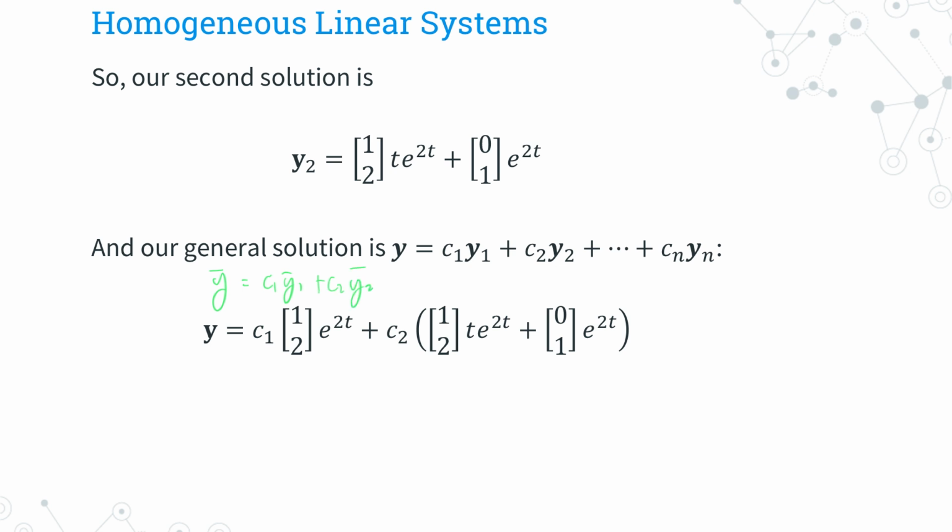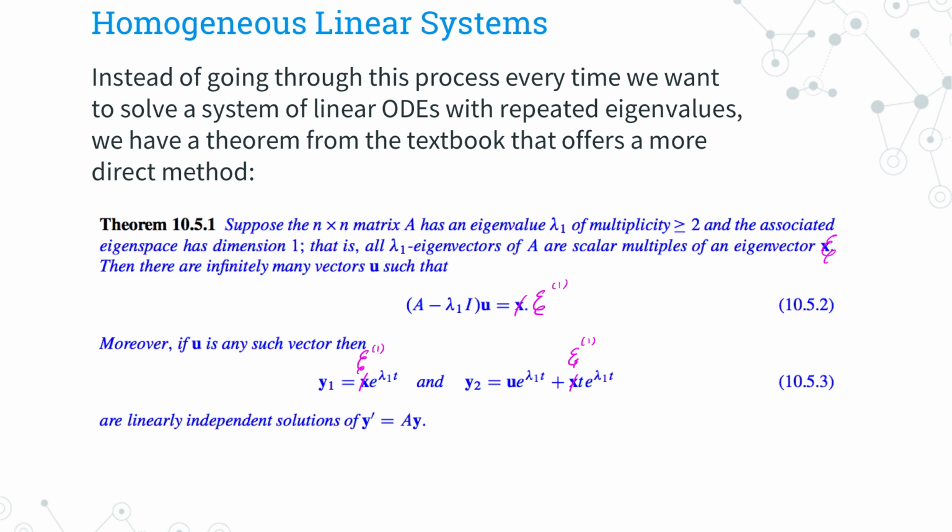And so we end up with c1 e to the 2t times 1, 2 plus c2, and then we have that entire solution from up here. But there has to be a better way, right? This seems a little complicated considering the number of problems we're going to have to do. So instead of going through this whole process every time we want to solve our system of linear ordinary differential equations with repeated eigenvalues, we have a theorem from our textbook that will offer us a more direct method.